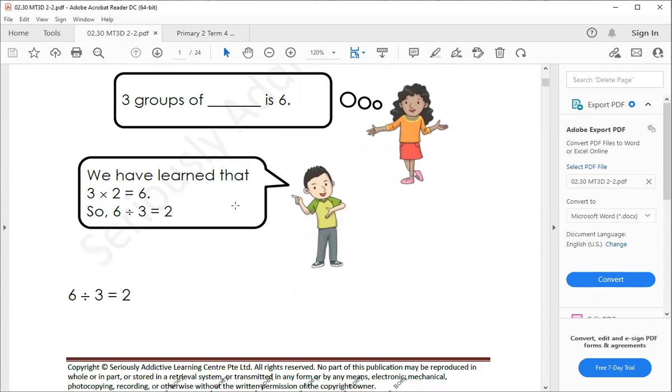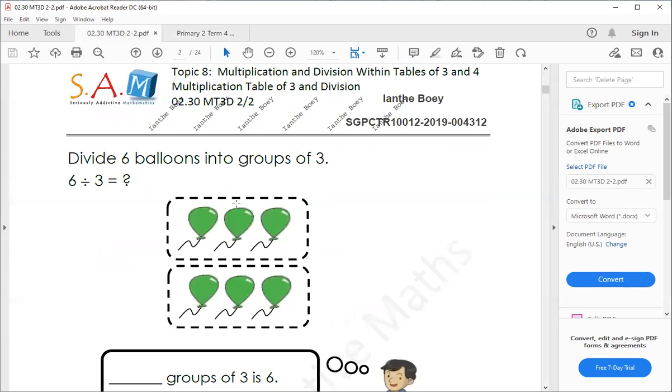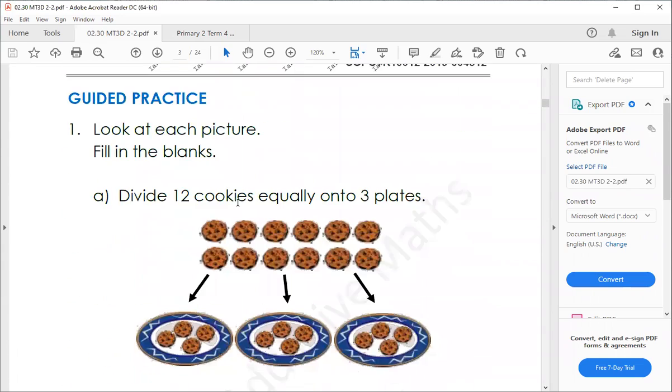So you get 2, right? So 3 groups of 2 is 6, right? This helps them understand the multiplication facts as well. 6 divided by 3 equals 2. 2 times 3 equals 6. All right, so work them through that.